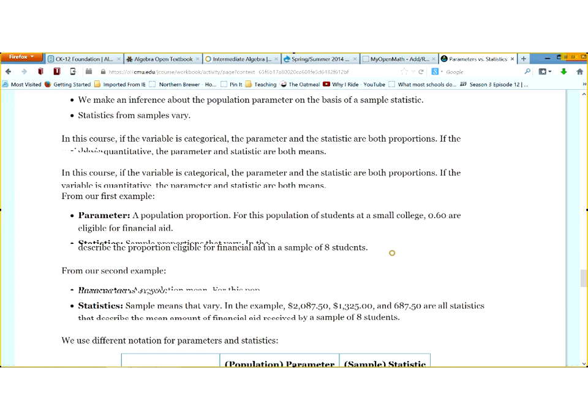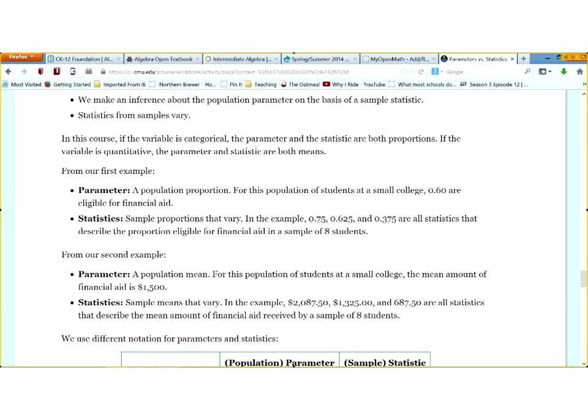This is from the example above that we didn't go over, but in this case, the parameter is a population proportion. For this population of students at a small college, 0.60 are eligible for financial aid. If we didn't know that 0.60, we would say that the parameter is the proportion of students at that college who are eligible for financial aid. Statistics are sample proportions that vary. In the example, 0.75, 0.65, and 0.375 are all statistics that describe the proportion eligible for financial aid in a sample of 8 students. Those are just specific values, but any group of 8 students would have its own sample proportion.